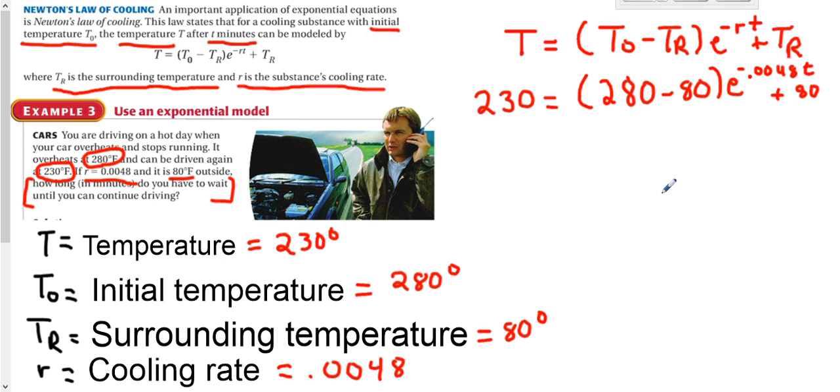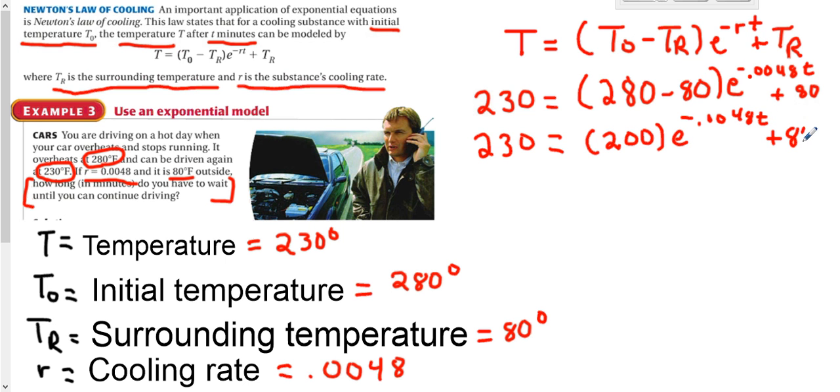So our first step in simplifying is the parentheses. So 230 is equal to 200 times e to the negative 0.0048t plus 80. And now to solve for t, to get t out of the variable, we've got to isolate the e. We have to isolate e. So I have to get rid of the 80 and the 200. So I'm going to subtract 80 from both sides and then divide by 200.